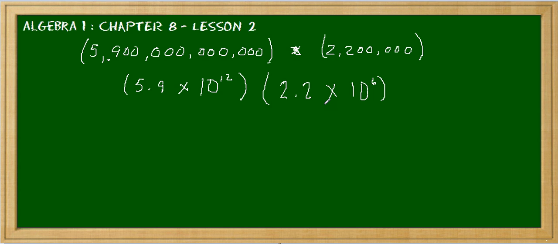So we're going to make it easier on ourselves to multiply: 5.9, and we're going to put that next to the 2.2. And then we're going to put the 10 to the 12th next to the 10 to the 6th. Now we can see that our math has gotten much simpler, because we multiply 5.9 and 2.2 and we get 12.98.